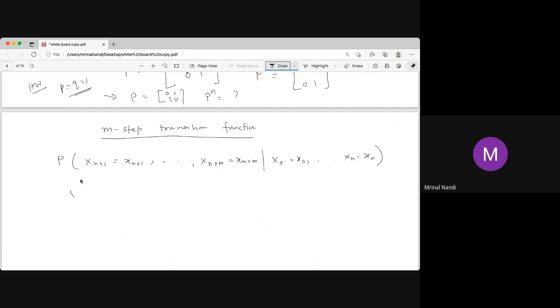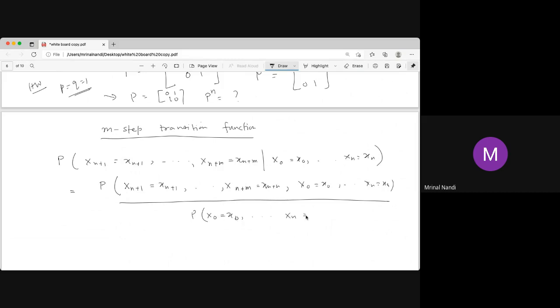So this is nothing but a product. You know this is an intersection. Now this intersection, then X_0 = x_0, ..., X_n = x_n, divided by the probability of X_n = x_n.